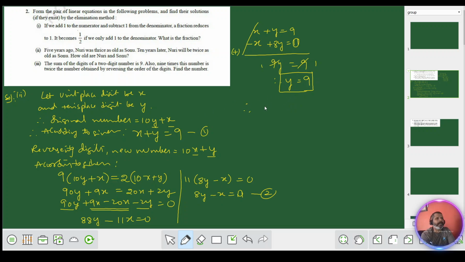Therefore, substitute this value of y in the first equation. From equation 1, x plus y is 9. x plus y is equal to 9. What can we do?